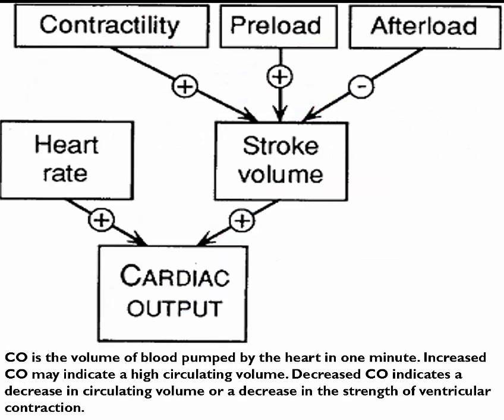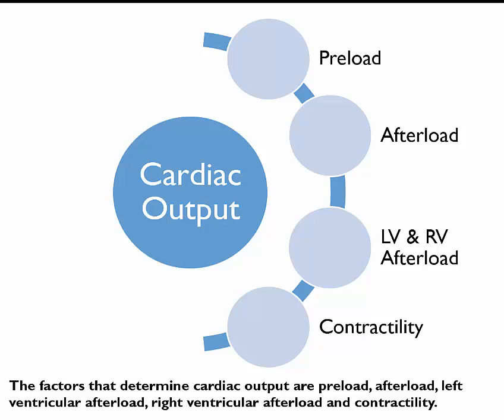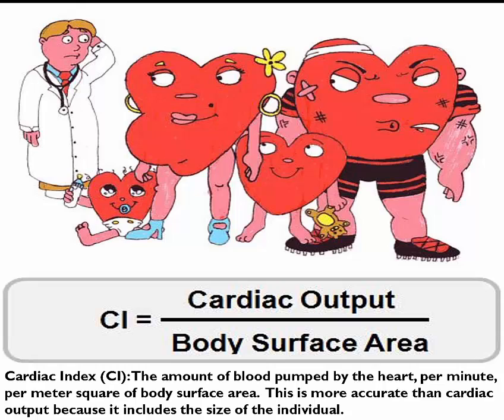Cardiac output is the volume of blood pumped by the heart in 1 minute. Increased cardiac output may indicate a high circulating volume. Decreased cardiac output indicates a decrease in circulating volume or a decrease in the strength of ventricular contraction. The factors that determine cardiac output are preload, afterload, left ventricular afterload, right ventricular afterload, and contractility. The cardiac index is the amount of blood pumped by the heart per minute per meter squared of body surface area. This is more accurate than cardiac output because it includes the size of the individual.